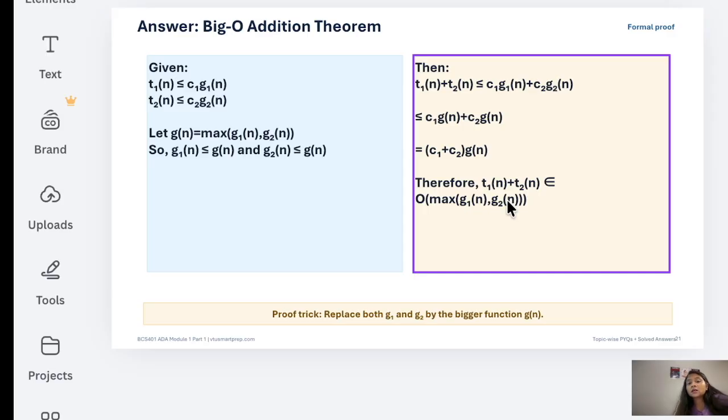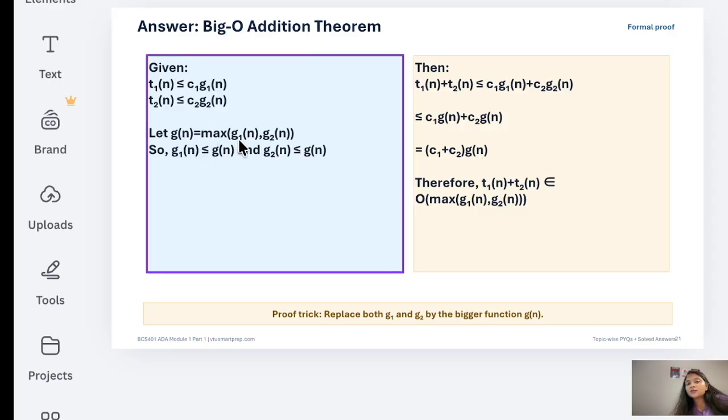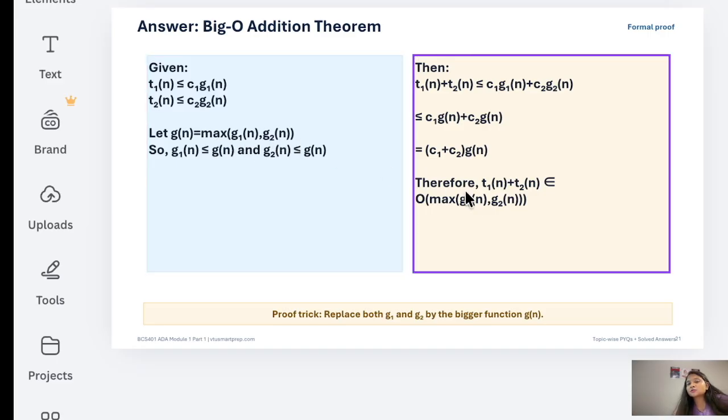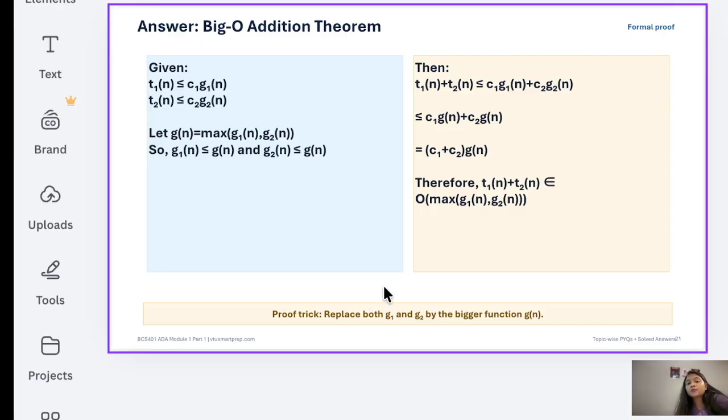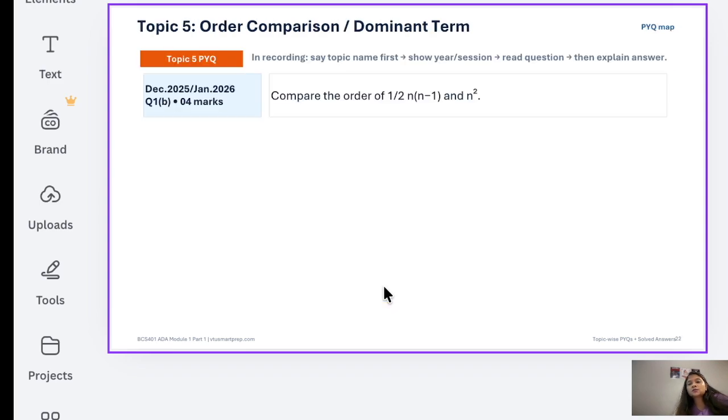Clear? Here I am talking about big O, so O of, and here I am having g(n). So what is g(n)? In the given we already found out what g(n) is. It is max of g1(n), g2(n). So this is how we are going to prove the given things to the big O of max of g1(n), g2(n). Is that clear? Next we will just move to the next question.